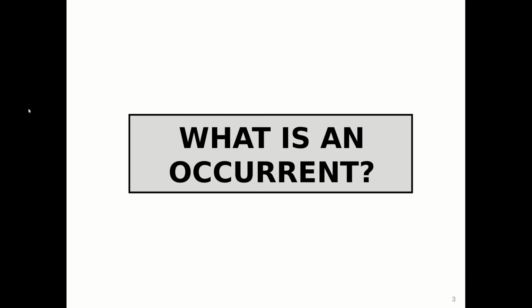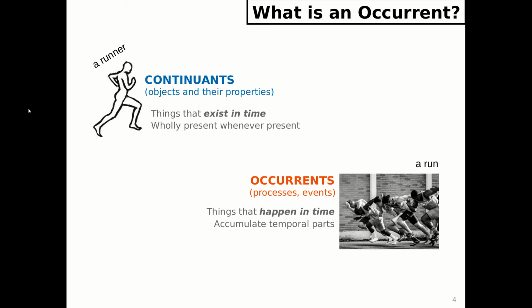So, what's an occurrent? We can divide the world into two sorts of things. The continuants, or roughly speaking, objects and their properties, which are things that exist in time, so that they are wholly present whenever they are present. And occurrents, sometimes referred to as processes or events, which are things that happen in time, accumulating temporal parts.